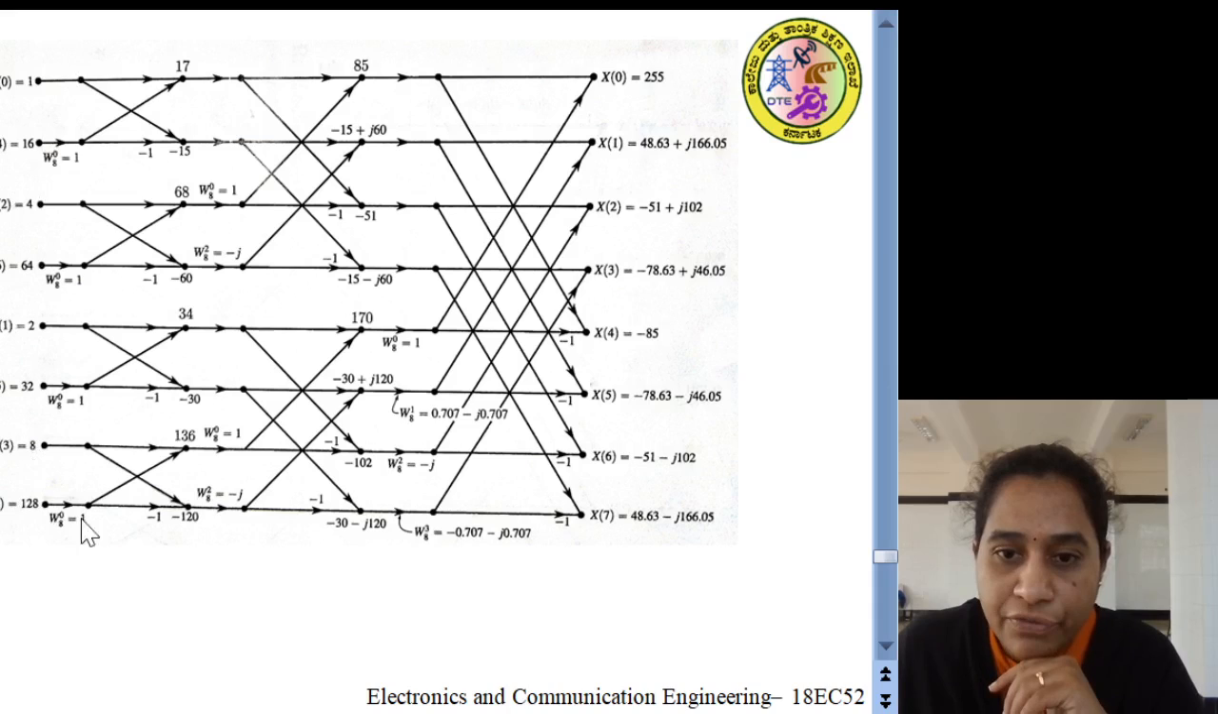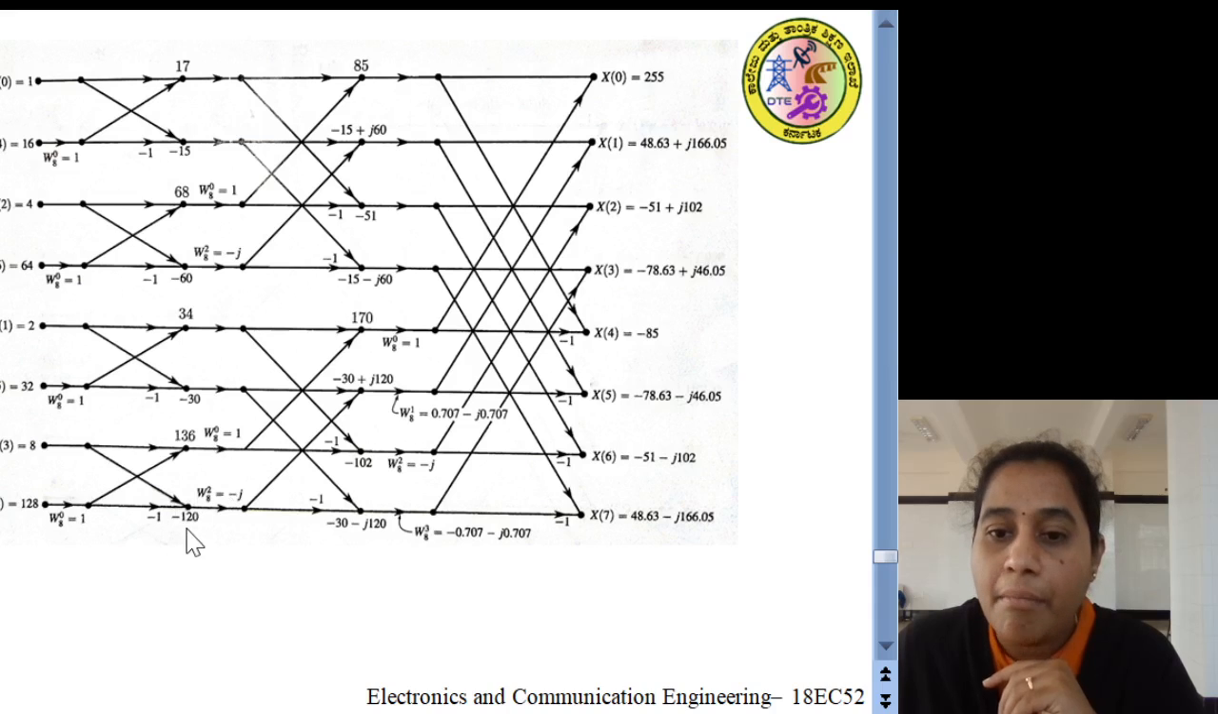After the first stage of calculation, we obtain the outputs 17, minus 15, 68, minus 60, 34, minus 30 and minus 120. So this is the second stage of computation. The output of the first stage will now be considered as input to the second stage.